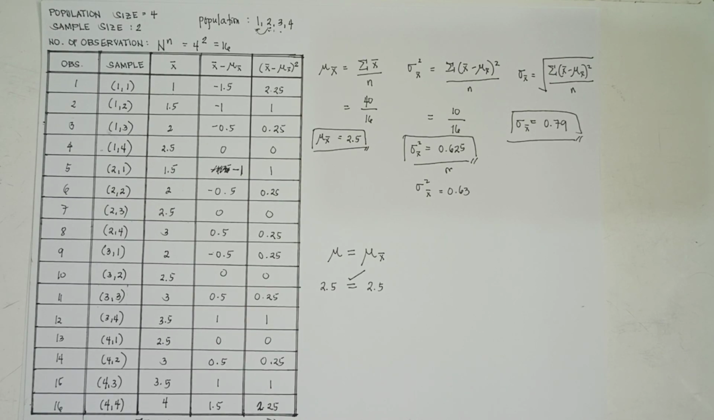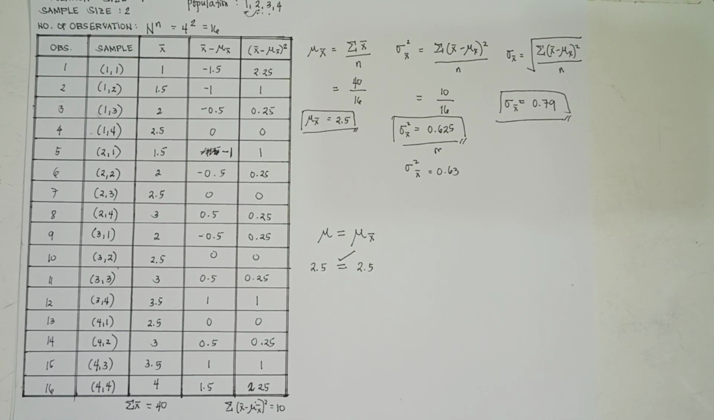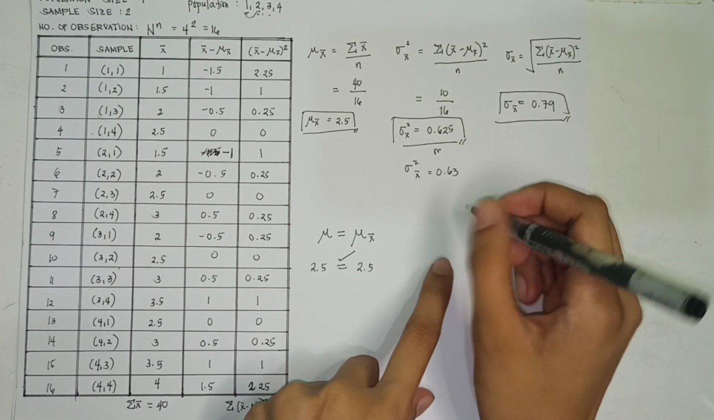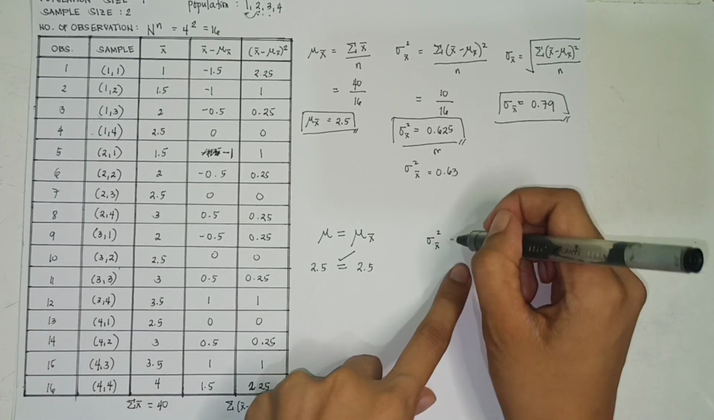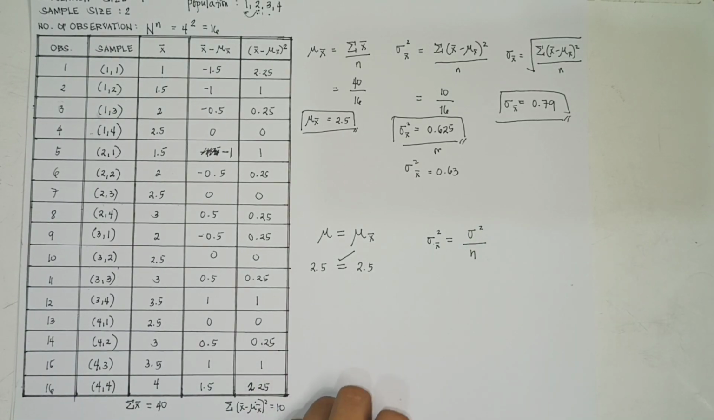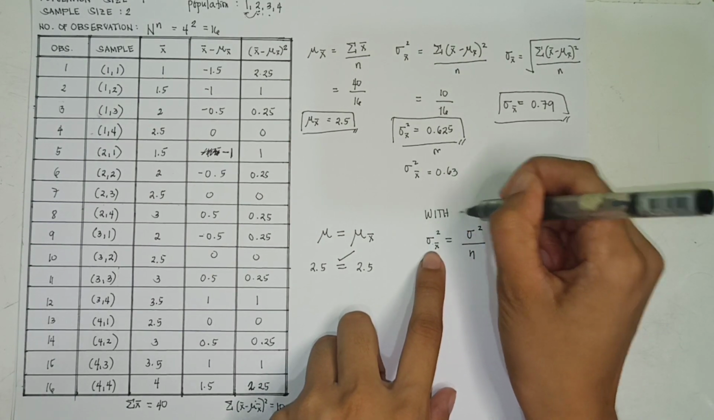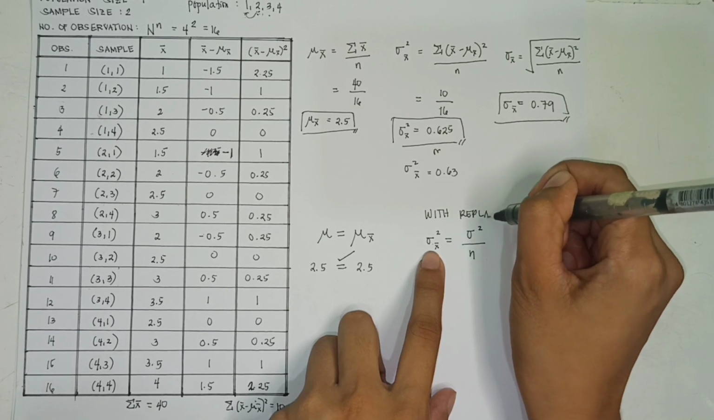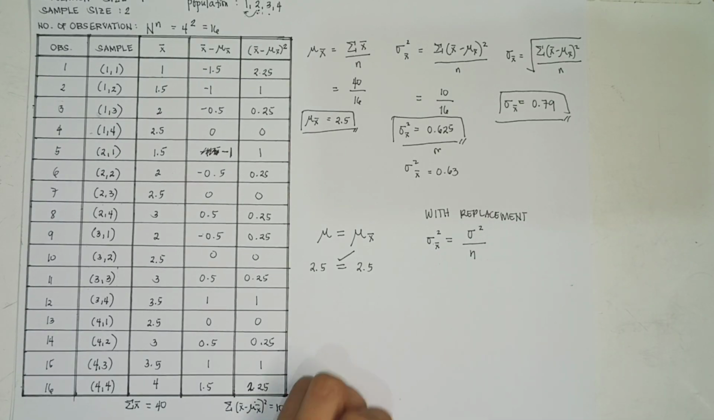Okay. So, another characteristic of a sampling distribution of means, for with replacement, ha? This is for with replacement naman. Sigma squared sub x bar is also equal to sigma squared over n. Okay? So, this is for with replacement. Sigma squared sub x bar is equal to sigma squared over n.